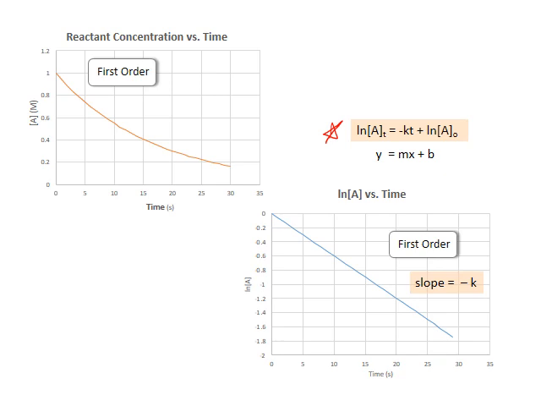A linear plot is obtained by using the natural log of the concentration of A as our y variable, still time as our x variable. In this case, we'll get a straight line where the slope is equal to negative k and the y-intercept is equal to the natural log of the initial concentration of A.